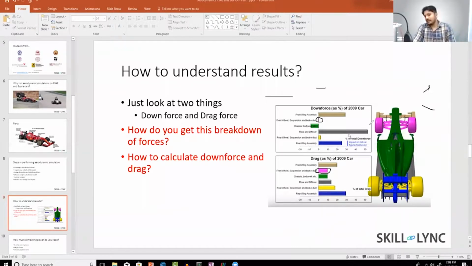If you look at the other components, right? For example, if you look at your floor and diffuser, that is where you get almost 55% of your downforce. And this is actually a very efficiently designed component. Why? It does the job. It gives you the downforce. Look at the drag force. It contributes to only, say, 15% of your drag. So this is exactly the type of analysis that you need to do.